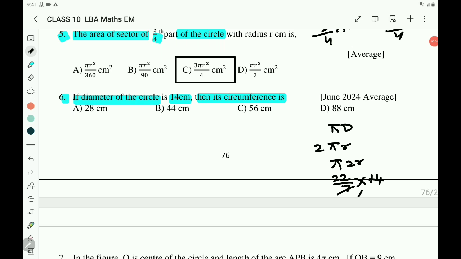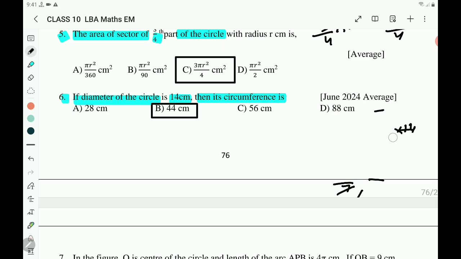2 1s are 2, 2 2s are 22, 2 2s are 44. So what is the answer? B, 44. Here diameter is given. Directly you can do pi into d. That is 22/7 into d. Diameter is 14. Like this way, 2 7s are 14, 2 2s are 44. If radius is given, you can use the formula 2 pi r.